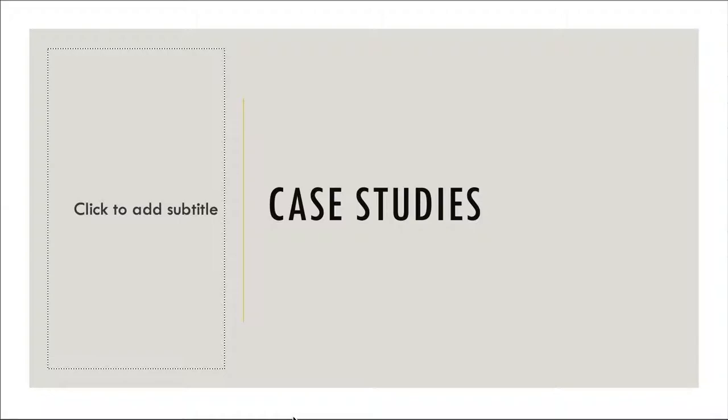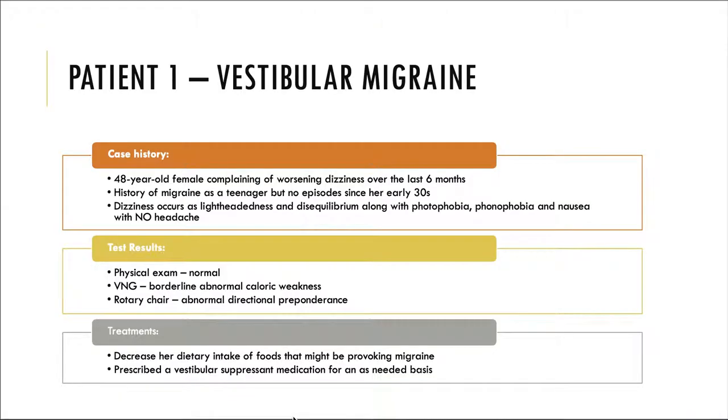On to some case studies that I found. The first one is a case study for a patient with vestibular migraine. She is a 48-year-old female who is complaining of worsening dizziness over the last 6 months. She has a history of migraine as a teenager, but no episodes since her early 30s, so about 18 years ago. She has dizziness that occurs as lightheadedness and disequilibrium, along with photophobia, phonophobia, and nausea, but she has no headache.